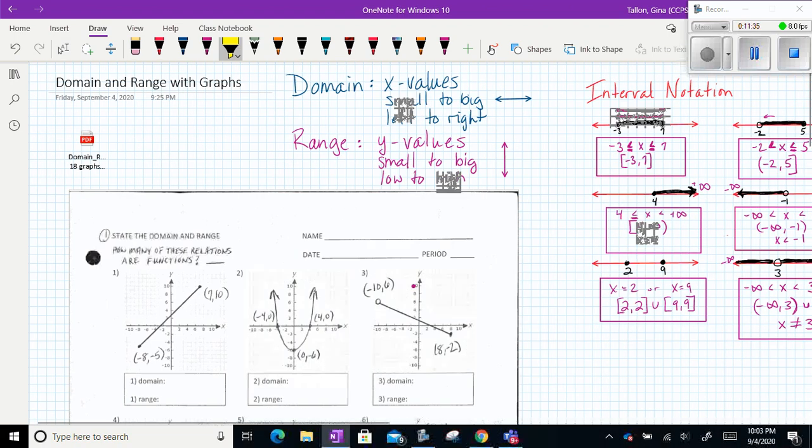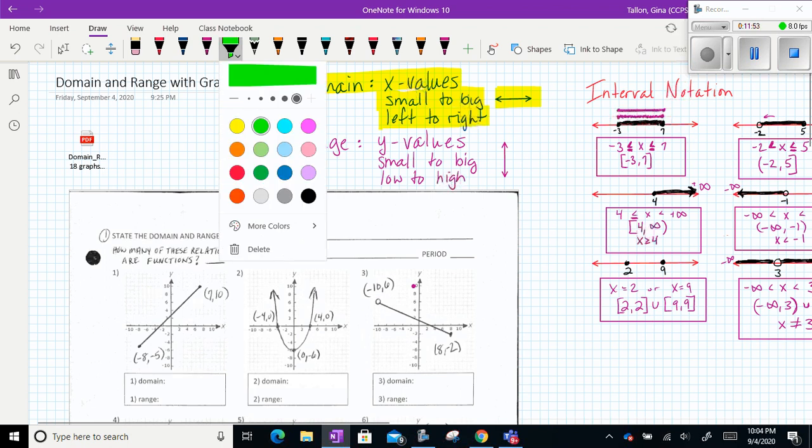All right, I'm going to highlight what I'm talking about here. My domain values are my x values. We always mention them from small to big, or since domain goes left and right, left first and then right, left to right.